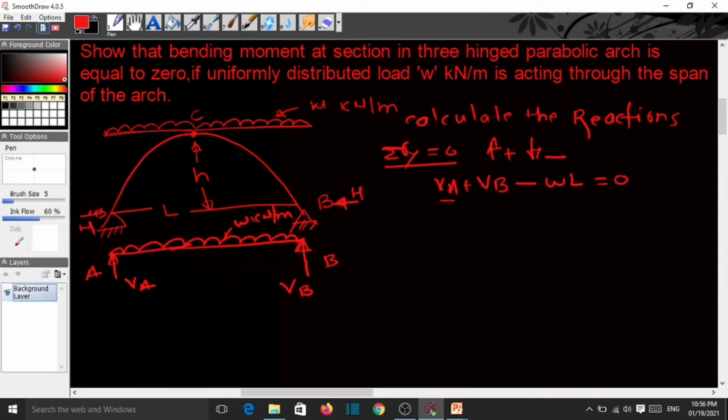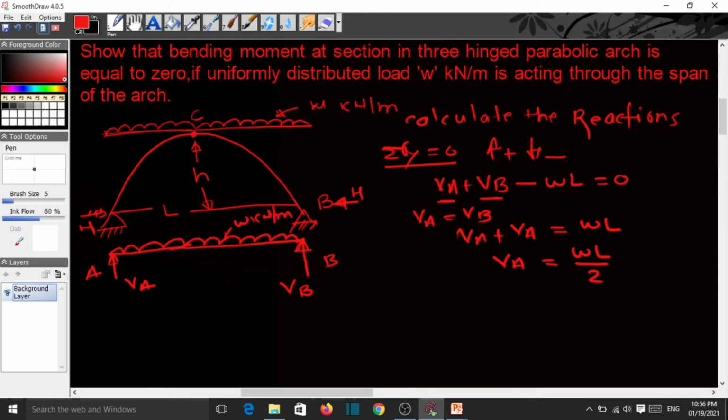So here we know VA plus VB is equal to wL, and we can say that VA is equal to VB. So VA plus VA is equal to w into L. So we can say that VA is equal to wL by 2, because VA is twice VA, so VA is equal to wL by 2.